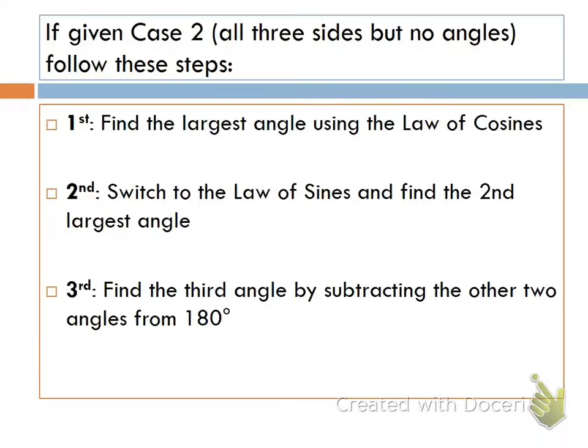Okay, next case. Case 2, you've got all the sides, but you don't have any angles. First thing you want to do is find the largest angle using the law of cosines. As soon as we're able to, which would be step 2, switch to the law of sines and find the second largest angle. Lastly, we can find the third angle by subtracting the other two angles from 180.